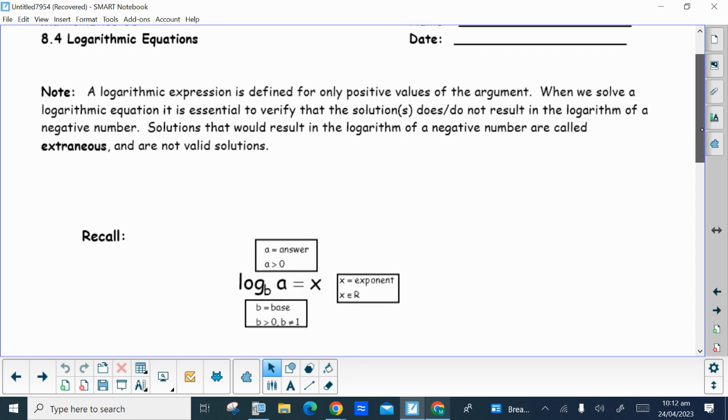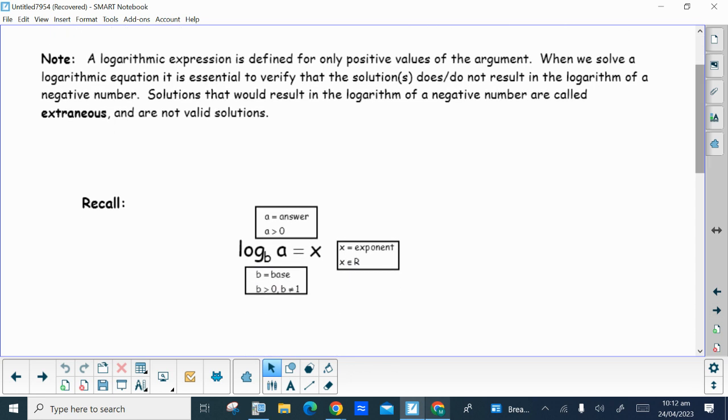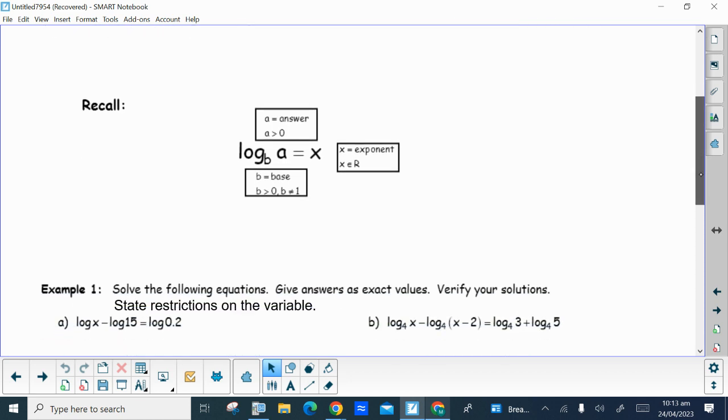So let's start by looking at solving some logarithmic equations. A logarithm expression is defined for only positive values of the argument. We've talked about that, right? You cannot take the log of 0, you cannot take the log of a negative number. When we solve a logarithmic equation, it's essential to verify that the solutions do not result in the logarithm of a negative number. Solutions that do this would be called extraneous and are not valid solutions.